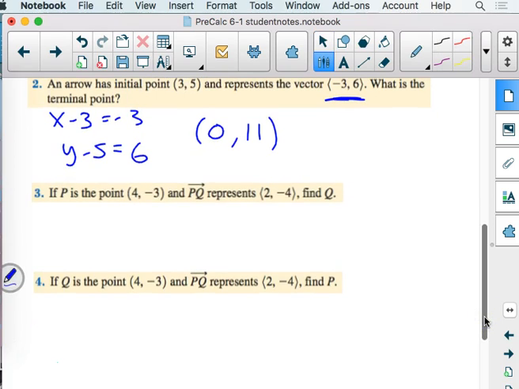If P is the point (4, -3), and PQ represents (2, -4), find Q. Well, the first thing to think of is, is P the initial point or is it the terminal point? Which is it? Initial. So we're doing the same thing we were doing before. We're saying it was something minus 4 equals 2. Something minus a negative 3 gave you a negative 4. So you could set it up algebraically.